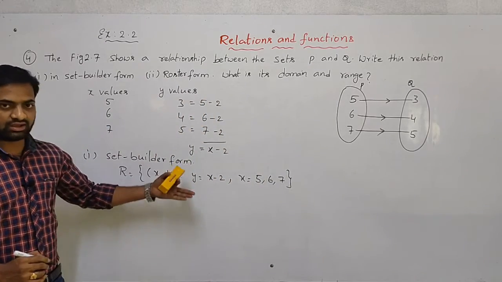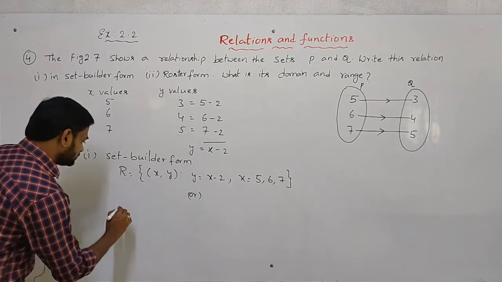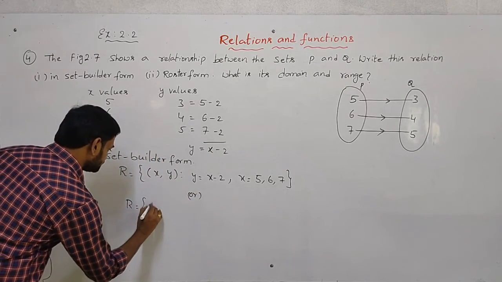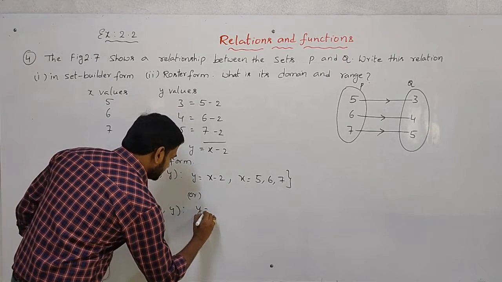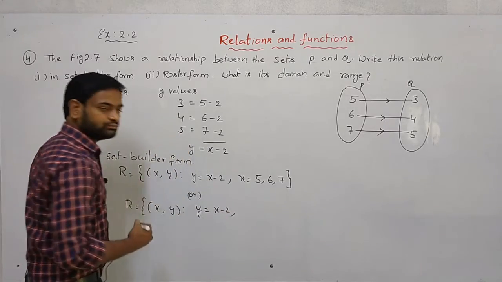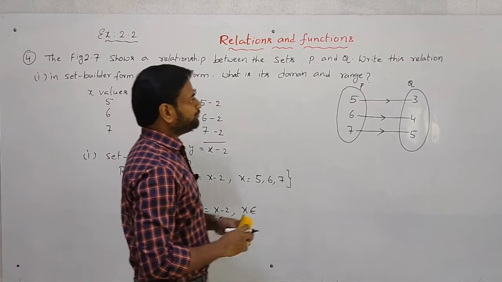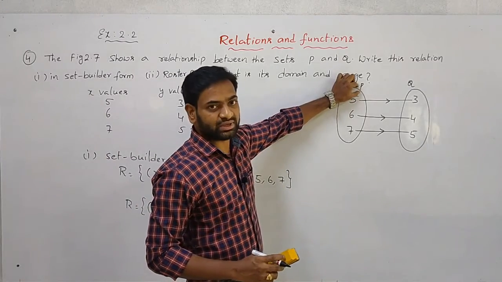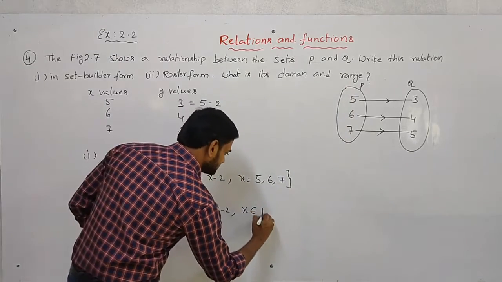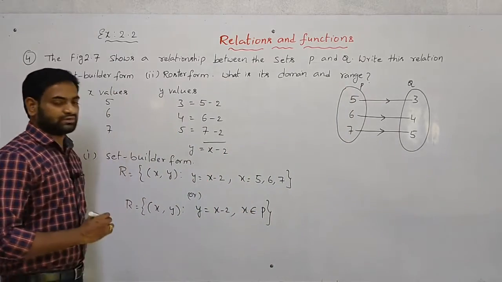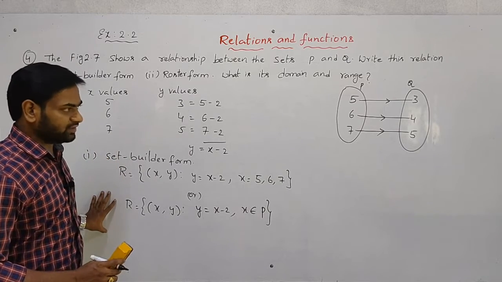We can write in this way, or the other way also, that is R equal to (x, y) such that y equal to x minus 2. Here x values belong to which set? The set is P. X belongs to P. In this way also you can write. So that is the set builder form.